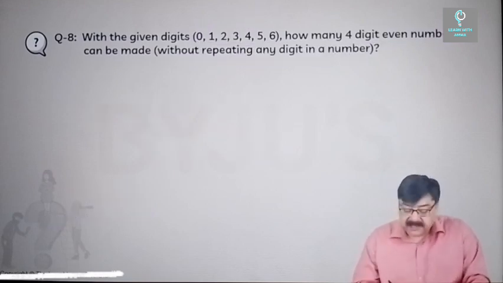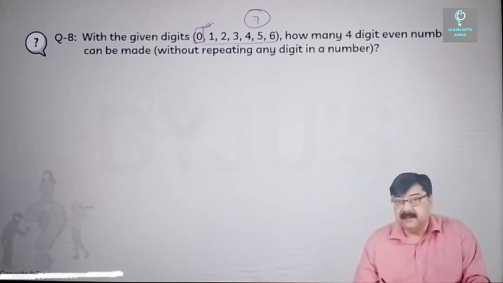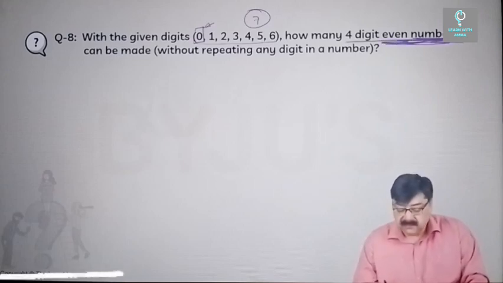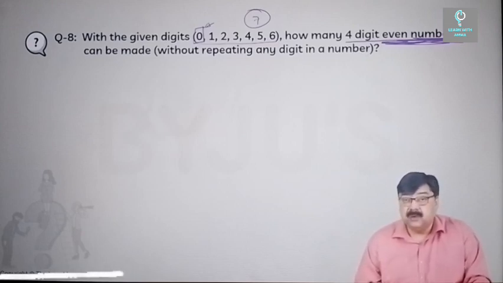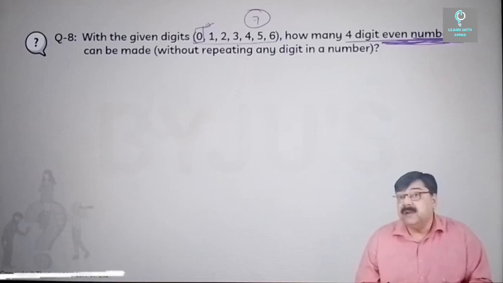Now look at the next one. With the given digits 0, 1, 2, 3, 4, 5, 6, again 7 digits are given to us and 0 is present. How many 4-digit even numbers can be made without repeating any digit in a number? So what is the definition of an even number? The digit in the units place must be 0 or a digit which is divisible by 2, that is 2, 4, 6, 8. So for 0 you will have to calculate separately.